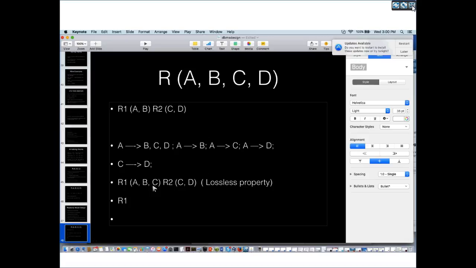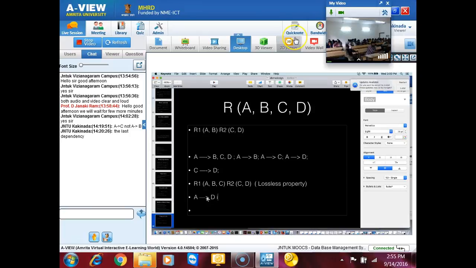Now you can take these attributes A, B, C. What are the original dependencies that were actually there in the FD should be preserved on this relation R1 A, B, C. Now A determining B, A determining C are preserved in this relationship, and those are the only attributes that are part of this. Now, if you take C and D, it is also preserved. The dependency A determines D is not preserved.